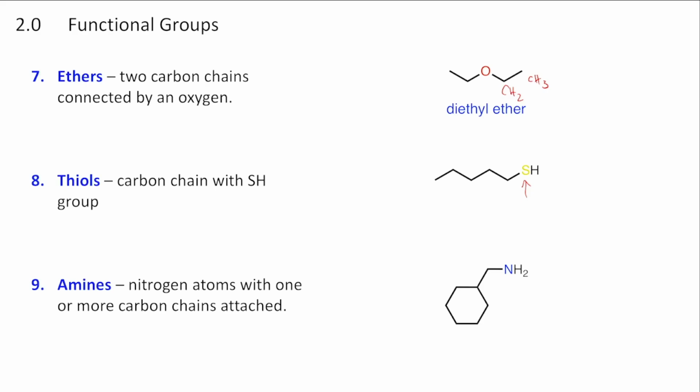Amines are compounds that have a nitrogen atom with one or more carbons attached to it. We'll see some examples in more detail later on.